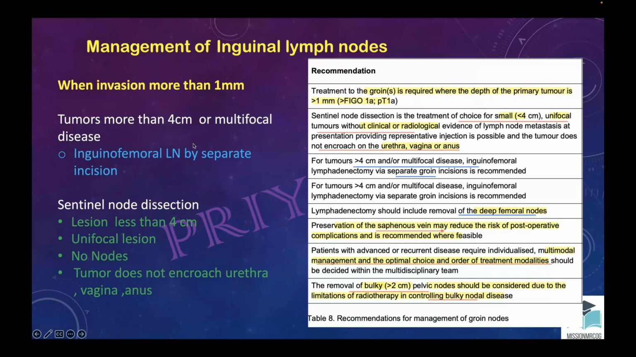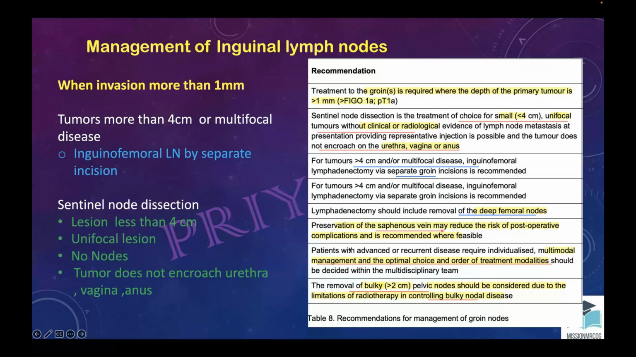One more important thing: when they remove inguinal femoral lymph nodes, there are two groups of lymph nodes, superficial lymph nodes and deep lymph nodes. They would be removing both superficial and deep. The deep usually lies near the saphenous vein. So preservation of the saphenous vein is very important because it reduces post-operative complications. Okay, so it is very important.